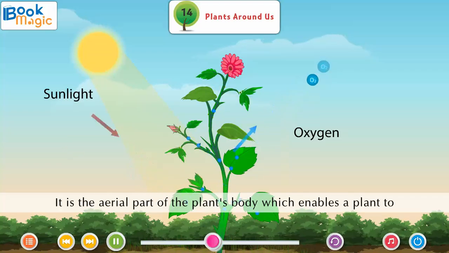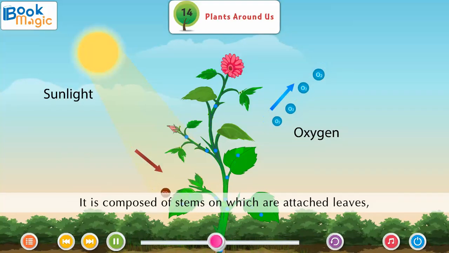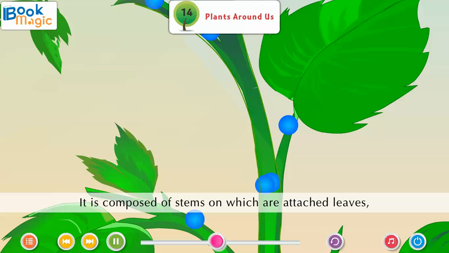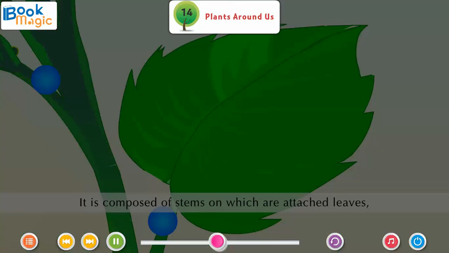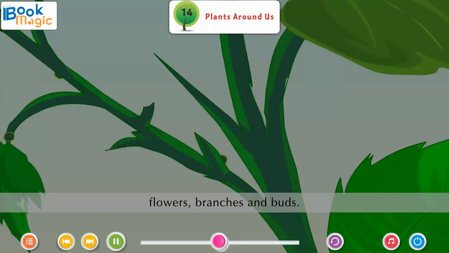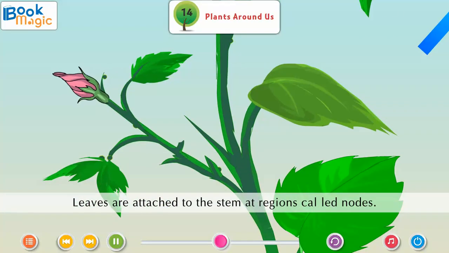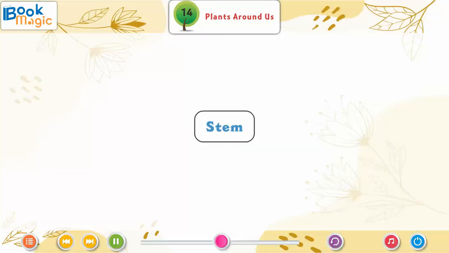The shoot system. It is the aerial part of the plant's body which enables a plant to grow taller, to gain access to energy-giving light, and helps the plant to prepare food. It is composed of stems on which are attached leaves, flowers, branches, and buds. Leaves are attached to the stem at regions called nodes.